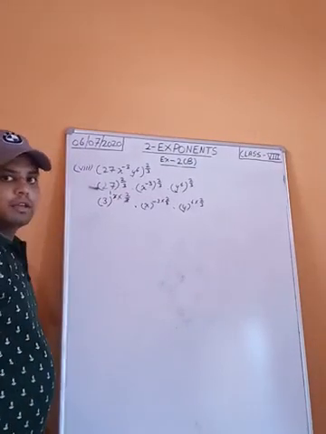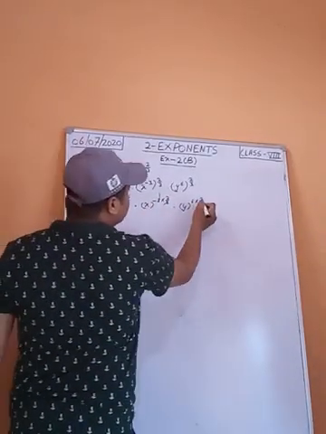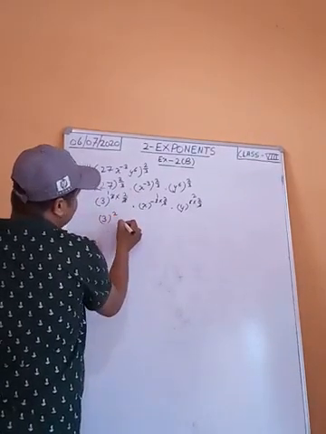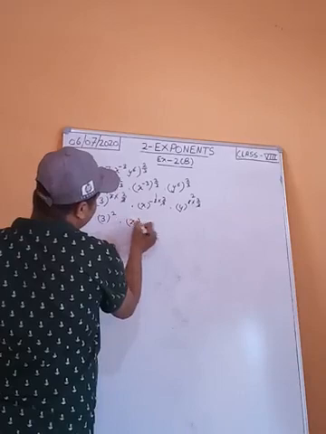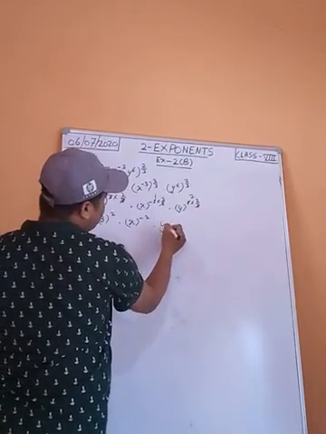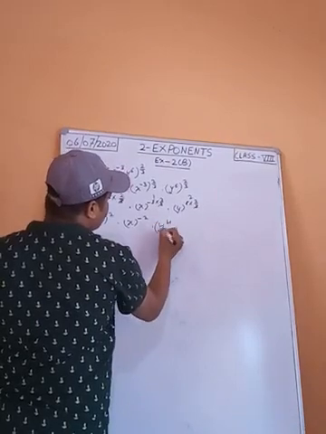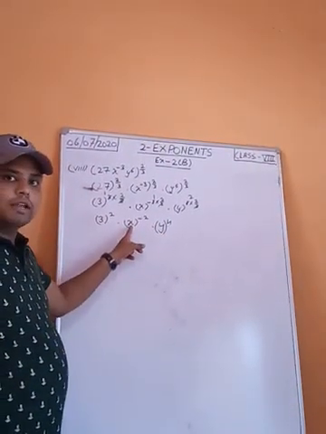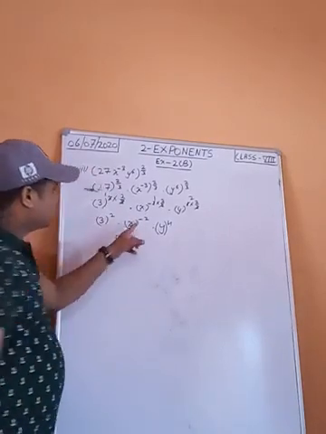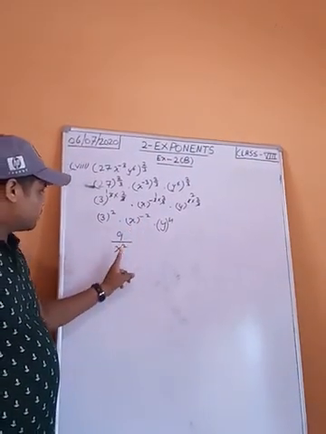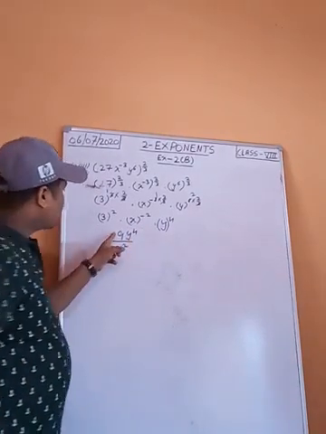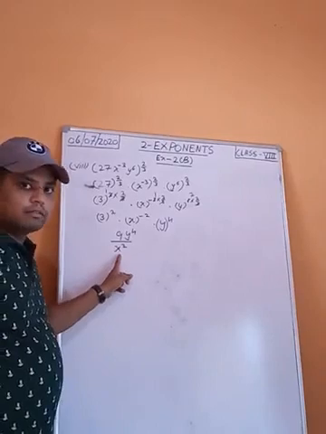3 threes are 9, so 3 raised to the power 3 times 2 upon 3 is 3 raised to the power 2. x raised to the power minus 3 times 2 upon 3 is x raised to the power minus 2. Then y raised to the power 6 times 2 upon 3 is y raised to the power 4. This power is negative, so 3 squared means 9 upon x squared, because of the negative power it comes in the denominator. Then y raised to the power 4 is positive, so it will come with 9. So 9y raised to the power 4 upon x squared is the answer.